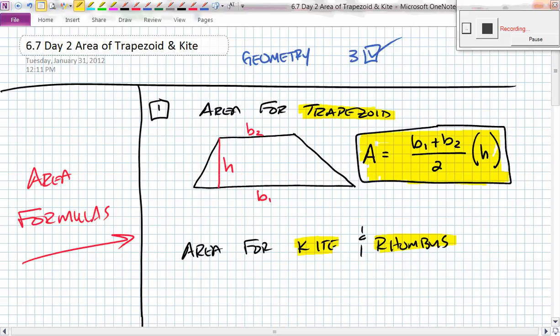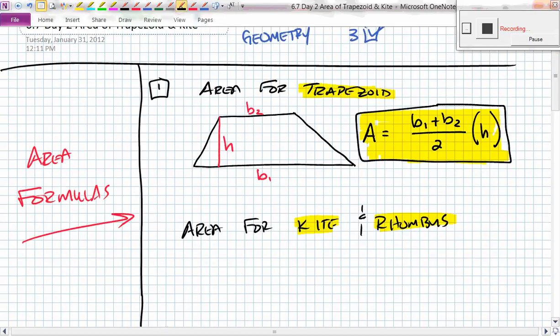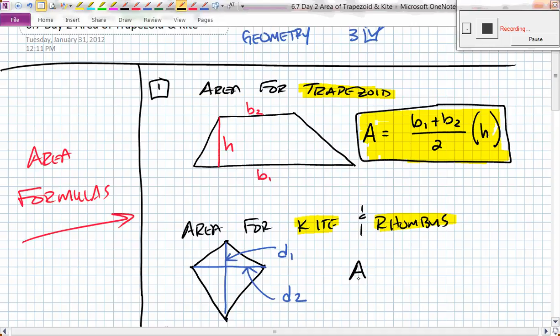All right, so we have the area formula for our trapezoid, which we spoke about. Let me give you the area for the kite and the rhombus. They're both the same. So please draw yourself a kite. Now, the formula for the area of a kite has something to do with the diagonals. So we're going to draw in the diagonals. We're going to call this diagonal, diagonal number 1, and this diagonal, diagonal number 2. So the area formula we're going to be able to use for a kite and a rhombus is going to be diagonal number 1 multiplied by diagonal number 2 divided by 2.